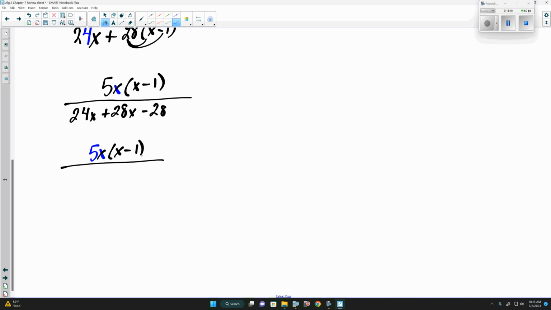Last thing we need to do is 24x plus 28x is 52x, minus 28. Really, this is as simplified as it gets. The only way we can simplify it further is factoring out a 4, because 4 goes into 52 and 28, which would give us 13x minus 7.